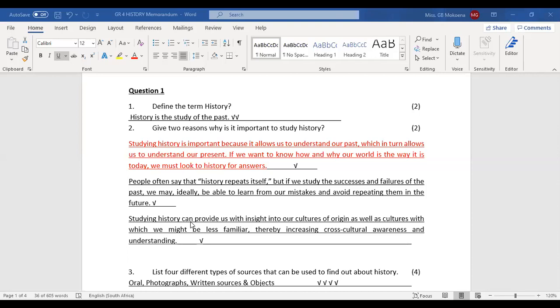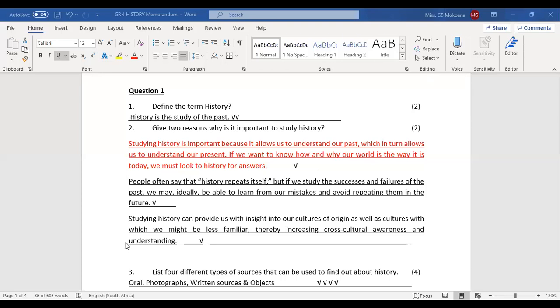Yes, as I was saying, people often say that history repeats itself. But if we study the successes and failures of the past, we may be able to learn from our mistakes and avoid repeating them in the future. So when we learn our past, we avoid repeating the same mistake. We're avoiding repeating history as well.